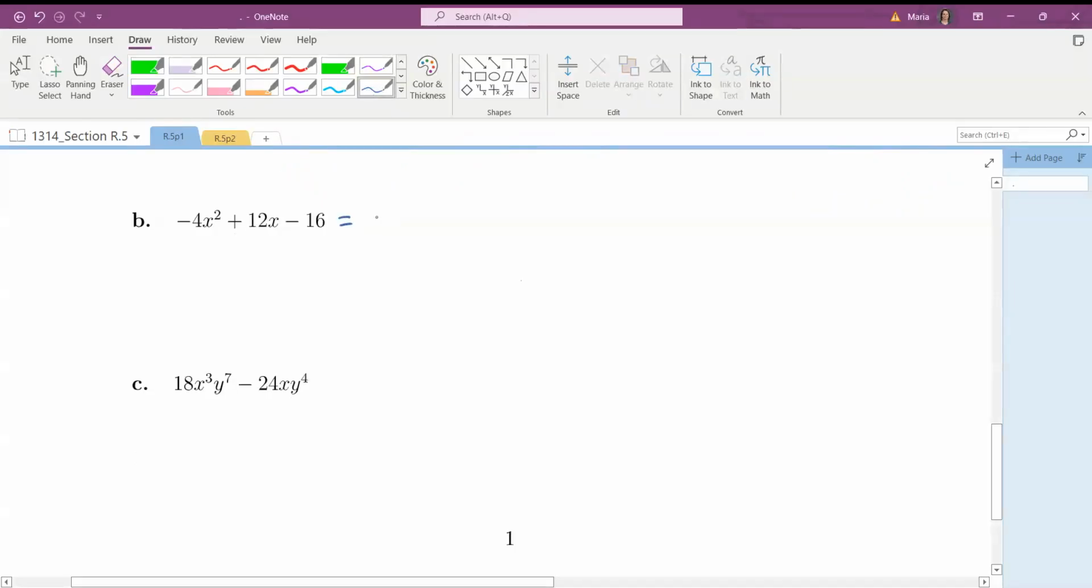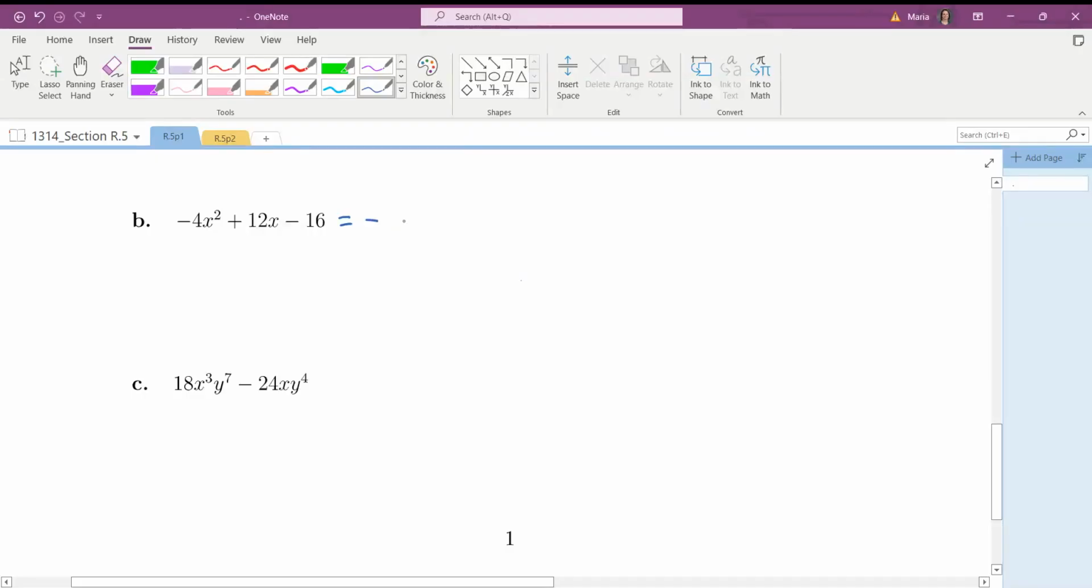So I'm going to break this down. Well, actually, let me back up. We are going to take out a negative number, but I forgot to break it down. If you look at the numbers, you've got 4, 12, and 16. All of these numbers are divisible by 4, meaning I can do 4 divided by 4, 12 divided by 4, 16 divided by 4. So I'm going to break them down accordingly.